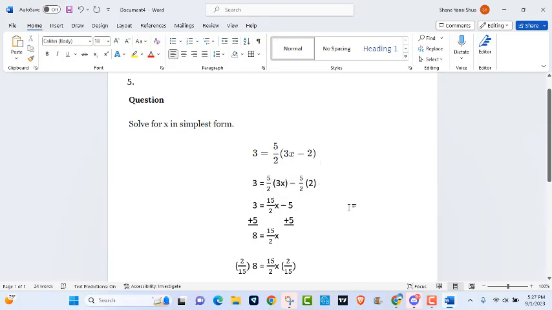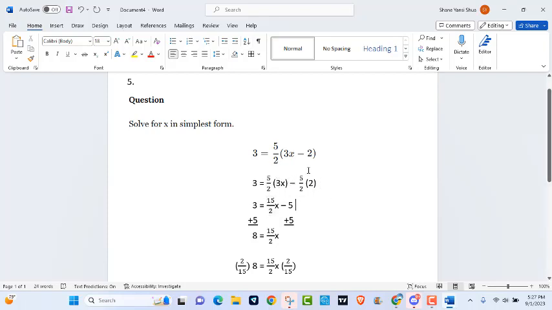Now, we'll simply perform the multiplication. So 3 equals, if I multiply the numerators, 5 times 3 is 15. 2 times 1 is just 2. And then we have our x, so that's just 15 halves x for this one. Bring down the minus sign.